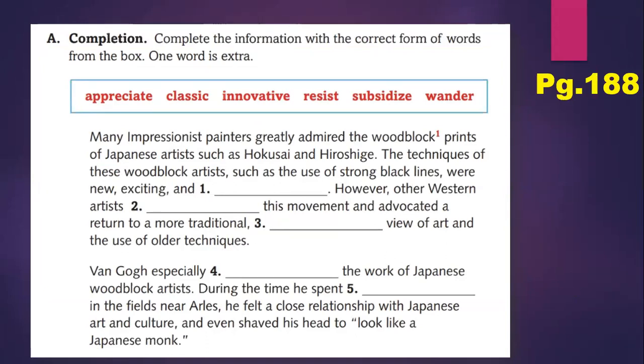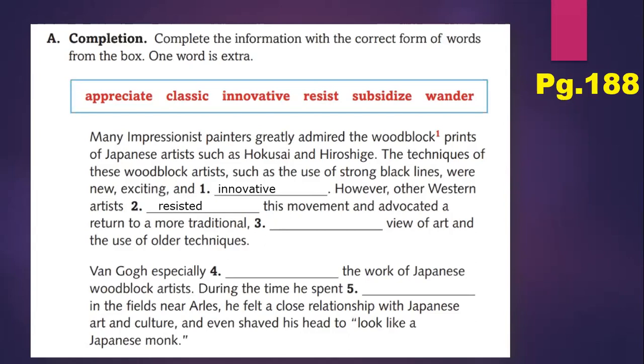Many Impressionist painters greatly admired the woodblock prints of Japanese artists, such as Hokusai and Hiroshige. The techniques of these woodblock artists, such as the use of strong black lines, were new, exciting, and innovative. However, other Western artists resist this movement and okay, wait. Hold on. Sorry. What was the number 1? Innovative. Number 2, however, other Western artists resisted. Resist. Exactly, in simple past. Resisted. Thank you. Continue reading.